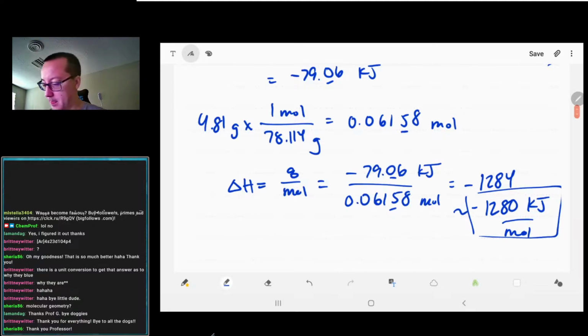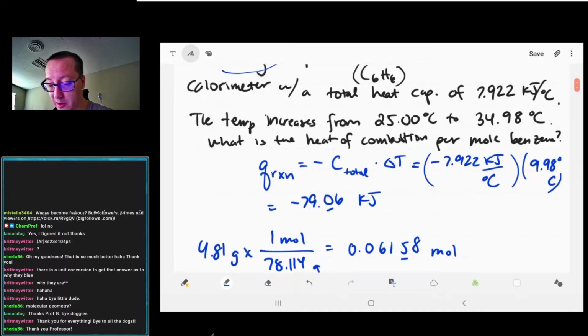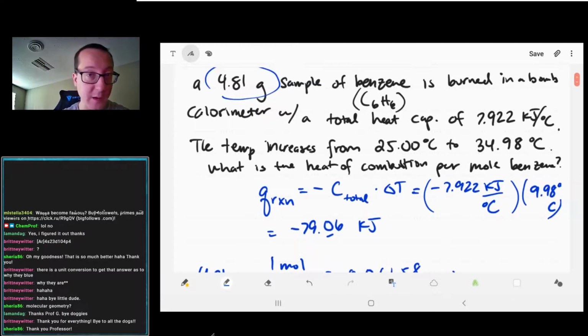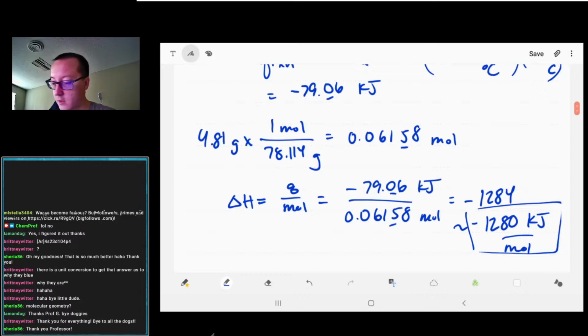Hooray! This is definitely way off from what it should be. Benzene actually is probably like twice as much as this, but that's what I get for making up numbers. So shame on me. So that is how we would do something with a bomb calorimeter. If we have a coffee cup calorimeter, we only have to include our mass and specific heat instead of total heat capacity. Other than that, it's all the same. So just one more term in that equation.